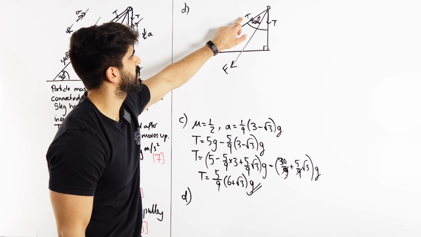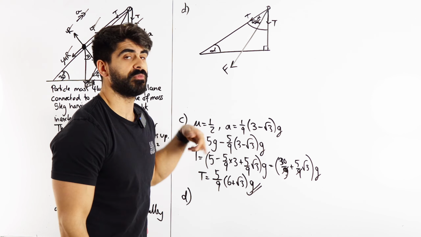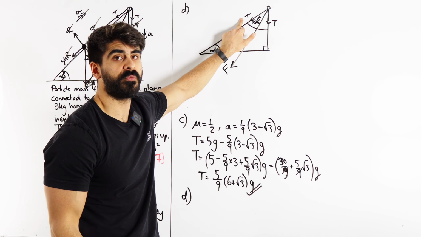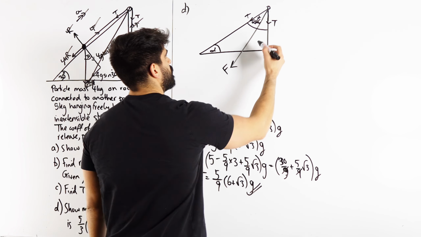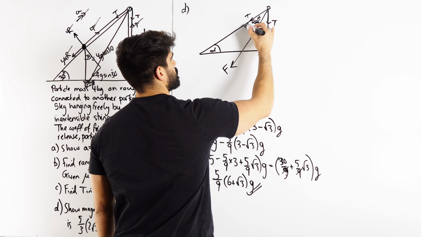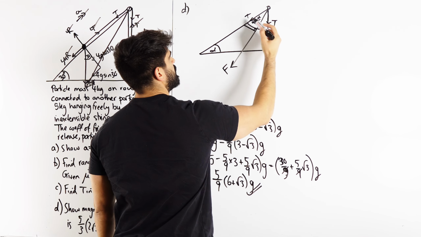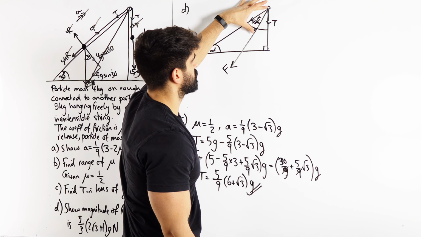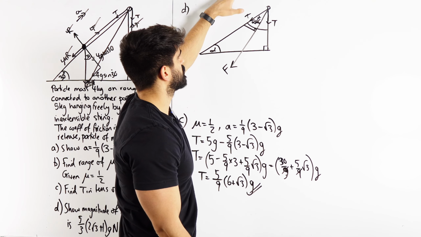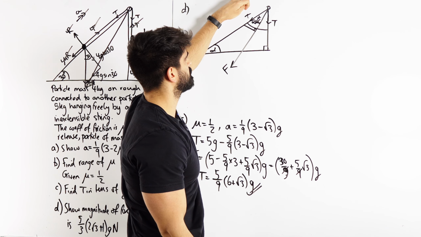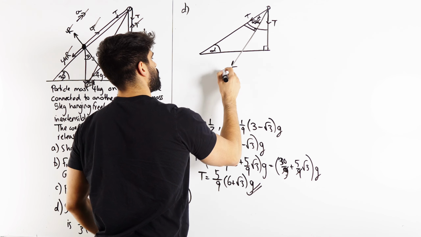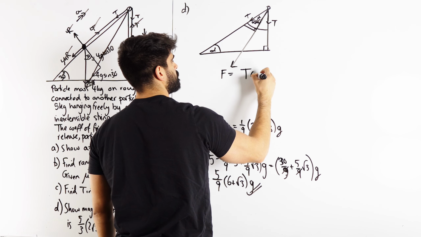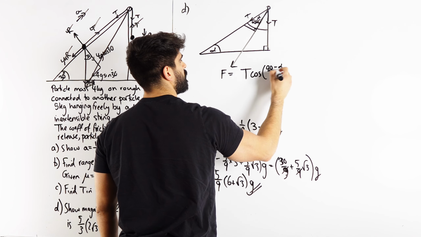And we've got to resolve this tension in this direction. Resolving means draw a right angled triangle where tension, the thing you're resolving, is the hypotenuse. So we just draw a right angle to this. It looks something like that. T is the hypotenuse now, and we want the adjacent side. Now the adjacent side would be cosine of the angle. So it's going to be T cosine of 90 minus alpha over 2. So F is going to be T cosine of 90 minus alpha over 2.